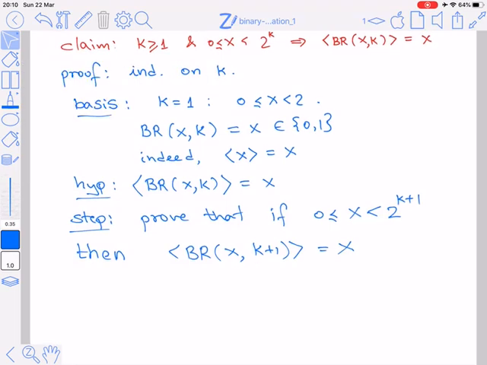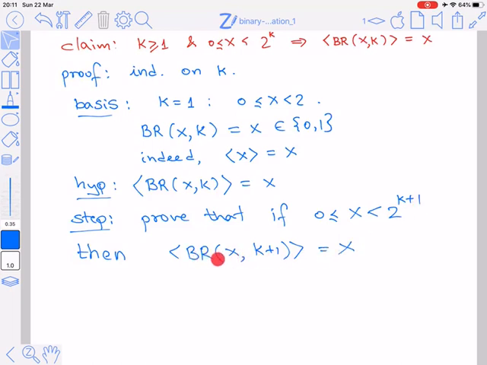The induction basis, when k equals 1. Well, in this case, we know that x is either 0 or 1. Its binary representation is therefore x itself, and this is exactly what the algorithm does, and therefore the algorithm is correct. The induction hypothesis is that the number that is represented by the output of the algorithm for k bits equals x. Now we want to prove the claim for k plus 1 bits.